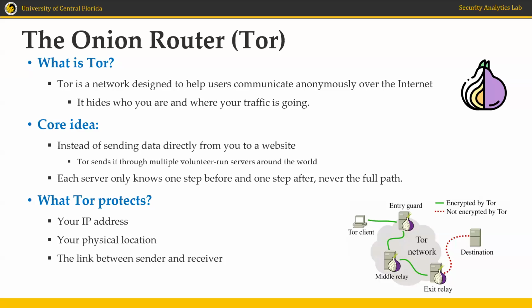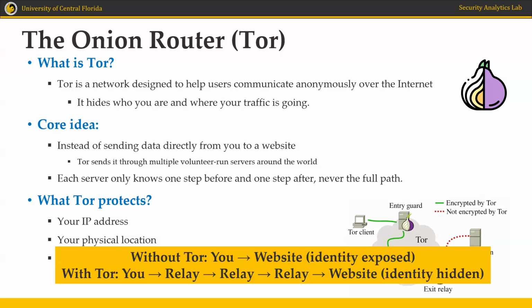So instead of sending data directly from you to a website, you send it through multiple volunteer-run servers around the world. That is achieved by Tor, and each server knows the step before and the one after, never the full path. So without Tor, you and your website are identified or exposed. With Tor, you go through multiple layers of relays that make sure the website's identity is also hidden.